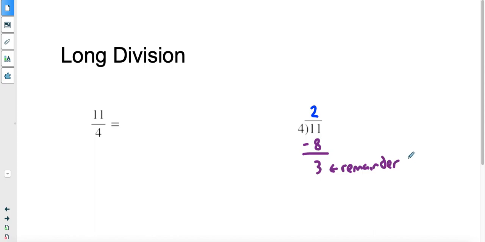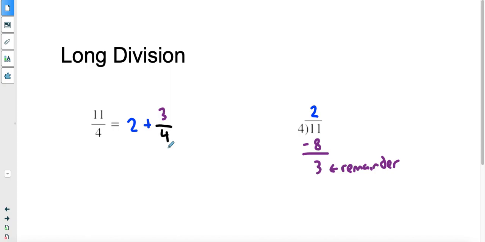Okay, why did we do that though? Well, we can write our answer, 11 divided by 4, as being equal to 2 plus our remainder 3 divided by 4. Right, and you can check that this works. If you add those numbers together, that's going to give you 11 divided by 4. So again, you might notice something, right?